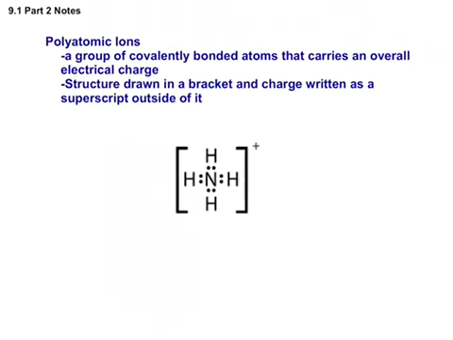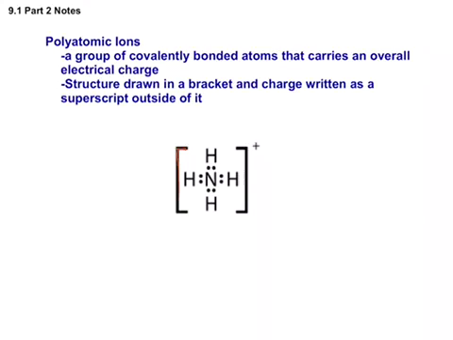Our next little complexity here is when we deal with polyatomic ions. A polyatomic ion is a group of covalently bonded atoms that carries an overall electrical charge. We worked with polyatomics when we did our ionic bonds, and it's really polyatomic ions that bond ionically. However, the bonds within a polyatomic are actually covalent. And so when we're drawing the Lewis structure for a polyatomic, we have to place it in brackets.